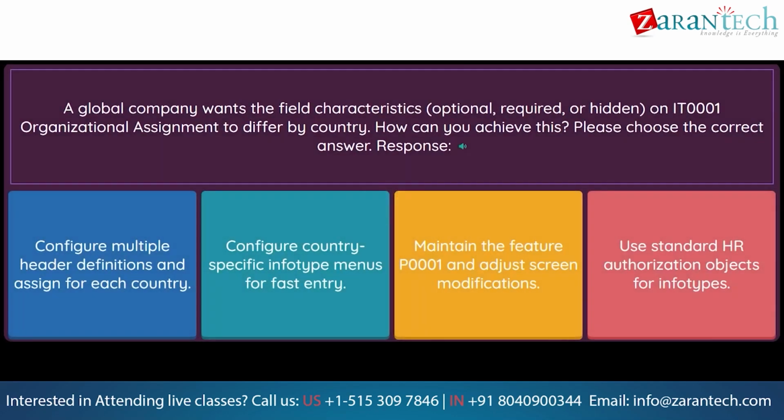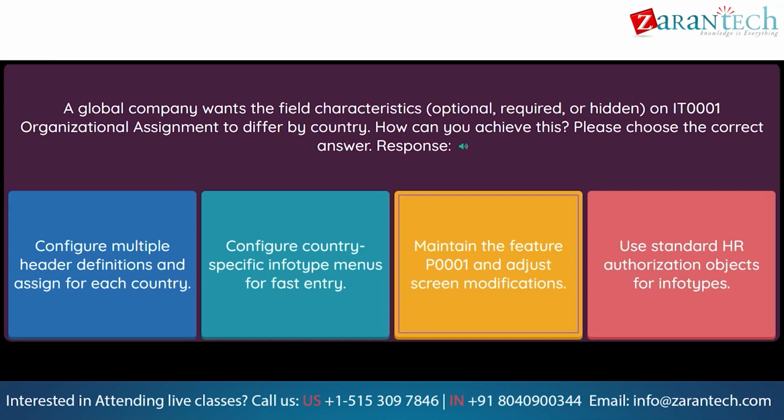Question: a global company wants the field characteristics, optional, required, or hidden, on IT 0001, organizational assignment, to differ by country. How can you achieve this? Please choose the correct answer. Response: Option 1, configure multiple header definitions and assign for each country. Option 2, configure country-specific info type menus for fast entry. Option 3, maintain the feature P0001 and adjust screen modifications. Option 4, use standard HR authorization objects for info types.